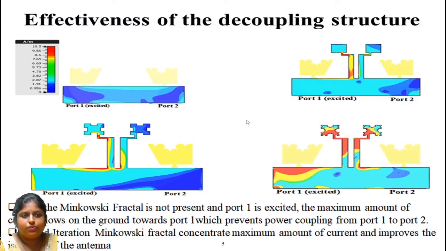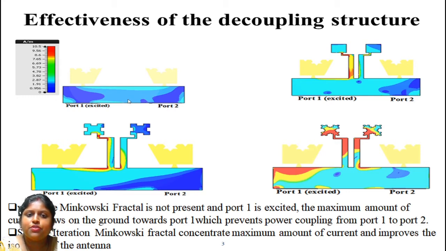Now, to know the effectiveness of the decoupling structure, the surface current distribution pattern is given. In the first case, when a simple rectangular shaped ground plane is used and the Minkowski structure is not present, and port 1 is excited and port 2 is connected to the load, the maximum amount of current flows on the ground plane and it creates the mutual coupling problem.